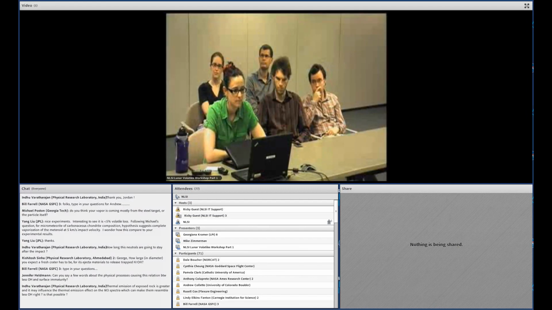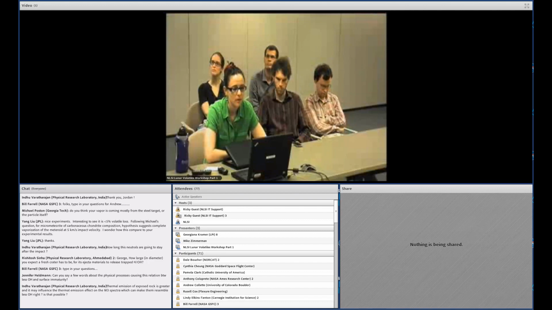George, how large in diameter do you expect a fresh crater to be for its ejected material to release trapped HOH? Probably, if you mean the hydroxyl and water that would be trapped within the ejected material, it probably doesn't have to be very large at all. Even a micrometeorite's ejecta, if it volatilizes, away it goes.